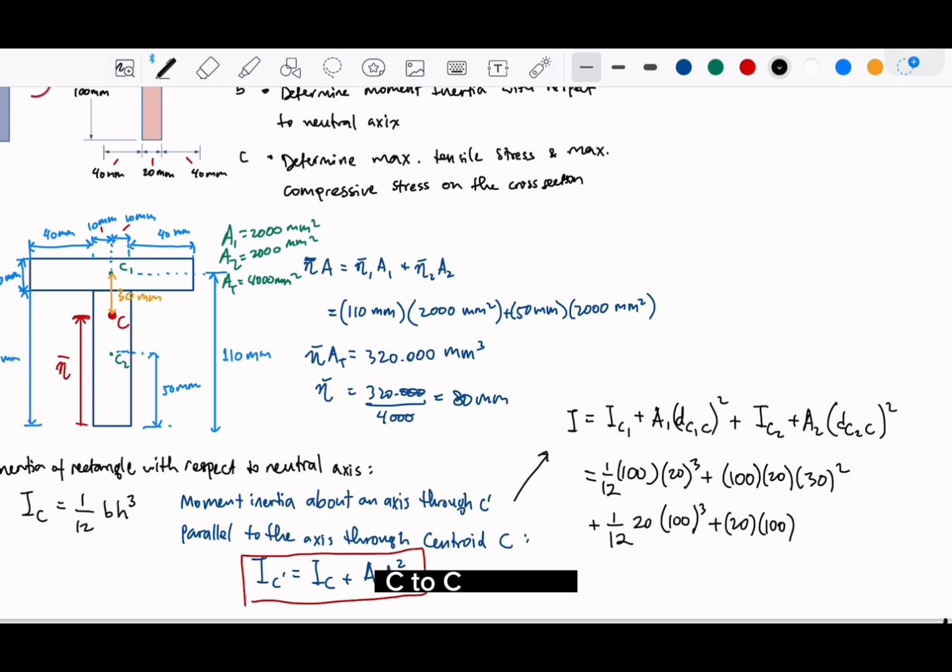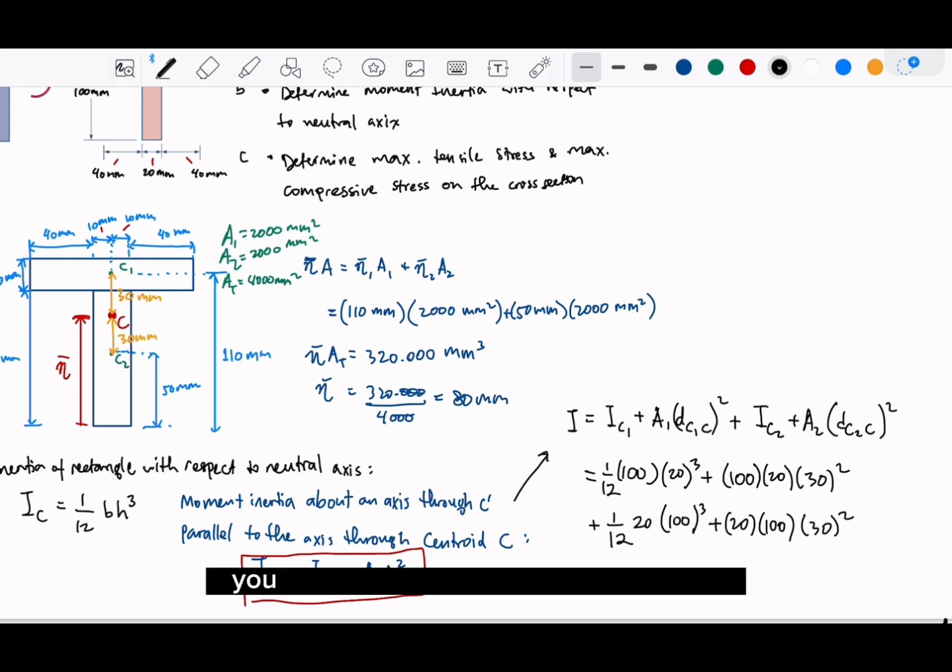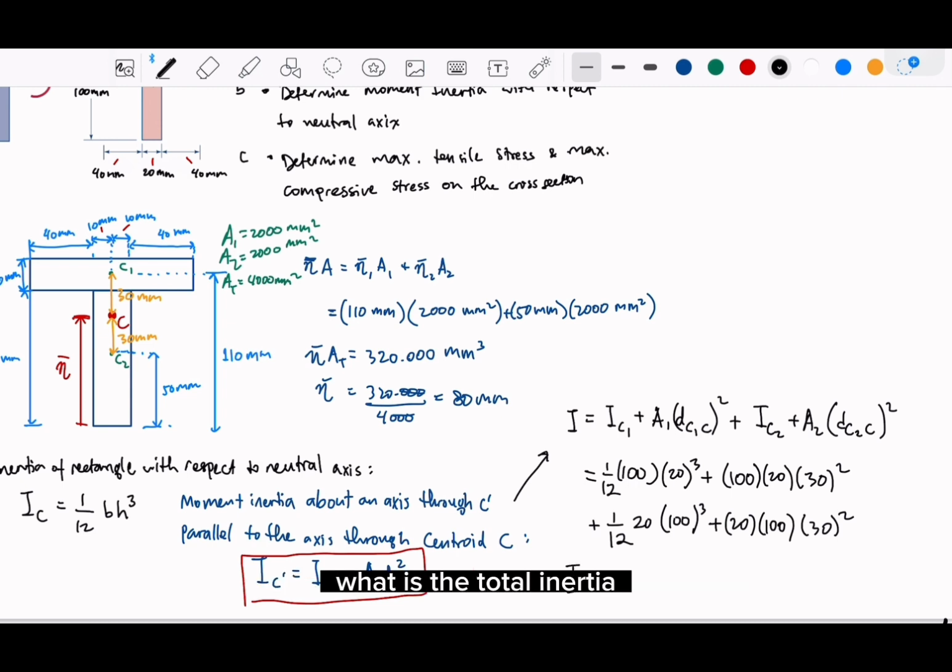C to C, okay, this one. So we have, this is 80, this is 50, so this is also 30, right? So we could write down, this is 30 millimeter. So 30 squared. You can take a calculator and solve for that, but I will just share with you what is the total inertia.